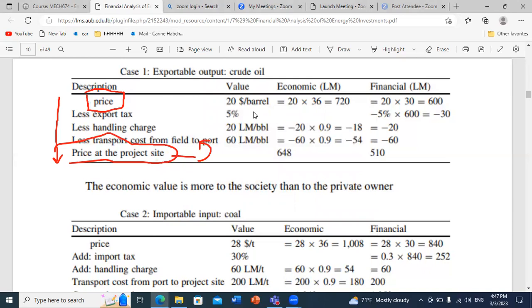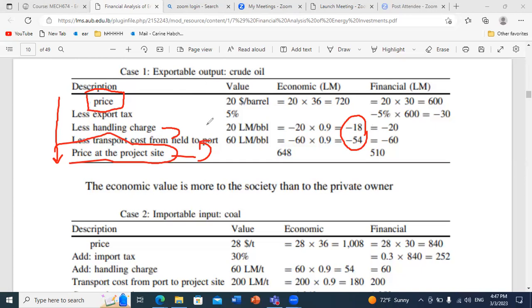And we mentioned that in financial analysis, we should take taxes into consideration, while in economic analysis, we don't have to take these taxes into consideration. Now, for handling and transport costs, we should take them into consideration for both economic and financial. But in the case of economic analysis, these costs will be lower because a part of these costs will go to the society. Because it's going to the society, let's say you are paying people of the country, these costs will go back to the society.